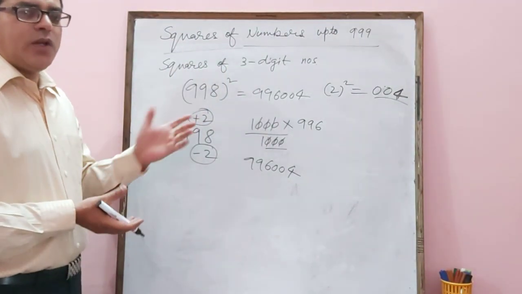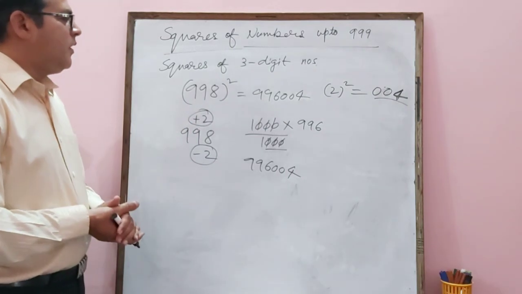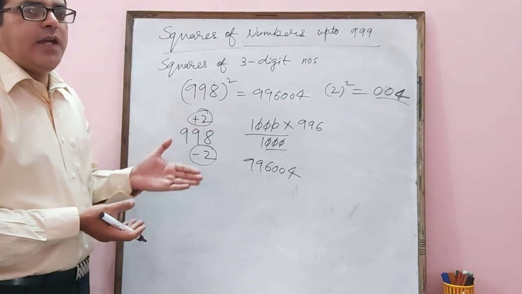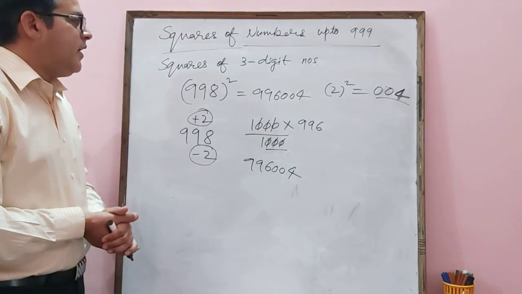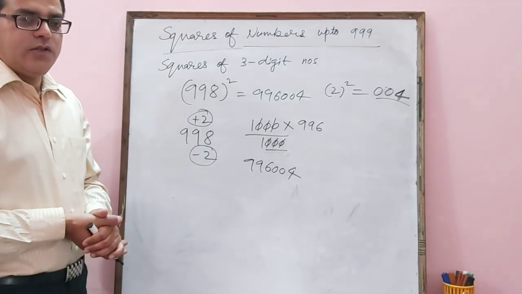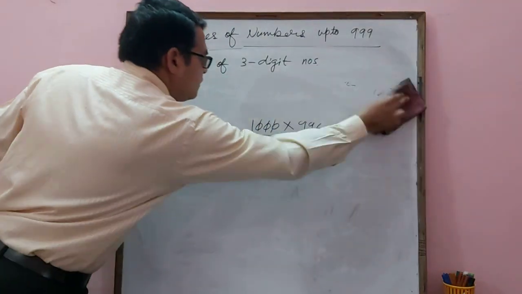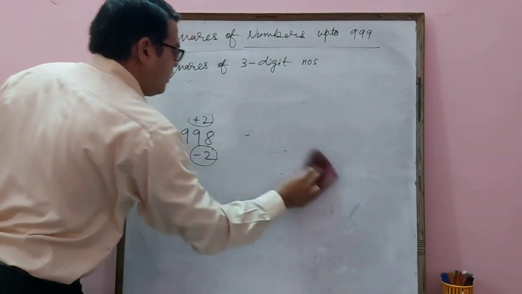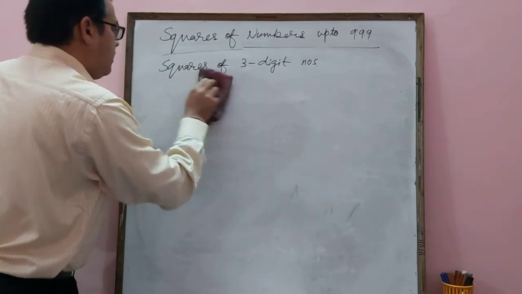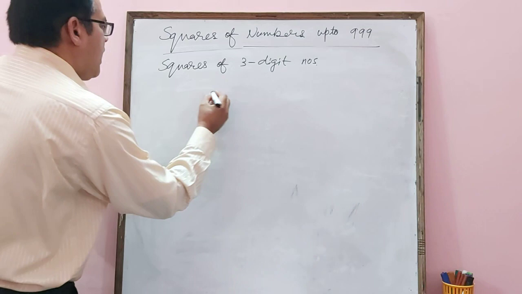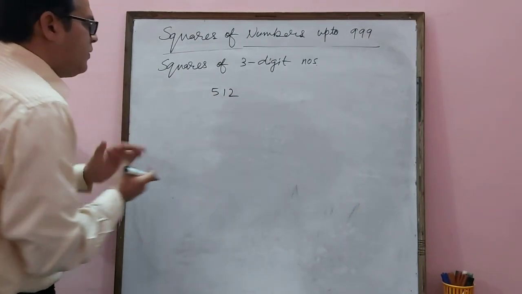Within seconds you can calculate this. This is very simple. You can check it by multiplying 998 with 998. You will get the same result, 996, 0, 0 and 4. This is very interesting. One more example I am taking here. Suppose we want to take the square of 512.